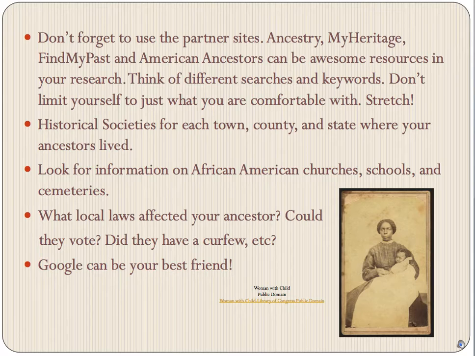Another place to check is your partner sites. Ancestry, MyHeritage, Find My Past, and American Ancestors can be awesome resources in your research. Think of different searches and keywords. Don't limit yourself to just what you are comfortable with. Stretch yourself. Historical societies for each town, county, and state where your ancestors lived should be searched. Look for information on African American churches, schools, and cemeteries. What local laws affected your ancestor? Could they vote? Did they have a curfew? Things like that. And also, don't forget, Google can be your best friend.